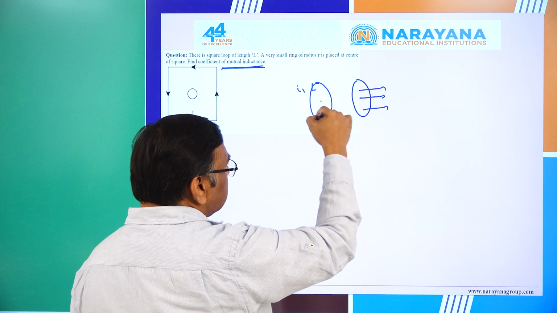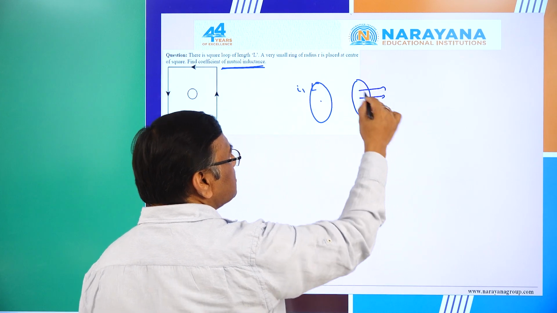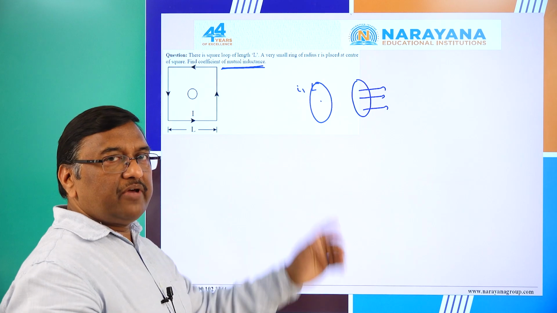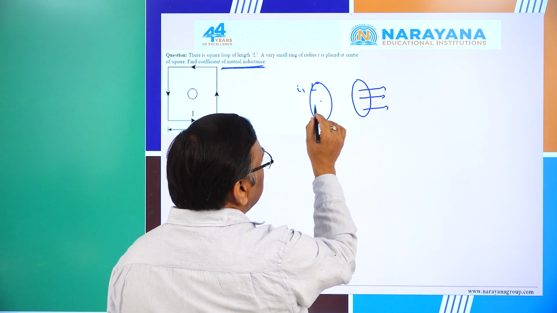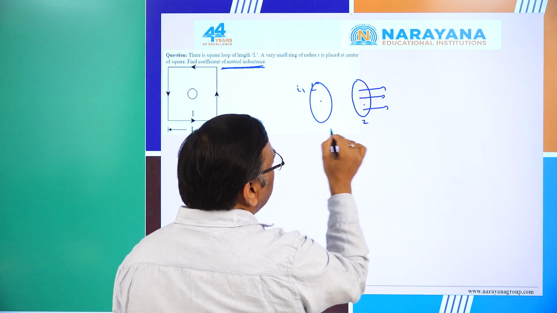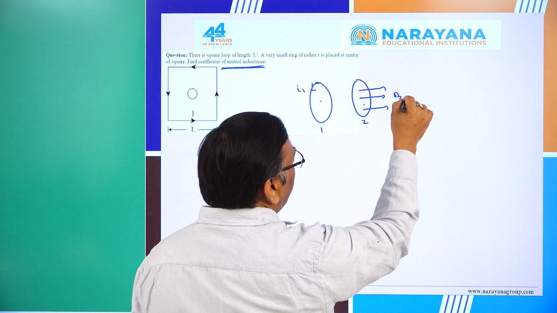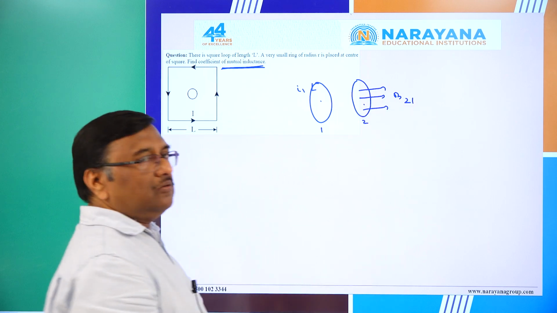So now if I change the current, or I change the separation, anyhow if I change the flux here, then there will be an induced EMF. That is what Faraday's law of induction is saying. How much is the change in the flux here? So I can write the magnetic field at point 2, or ring 2, due to field 1.